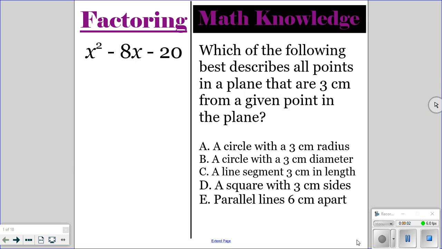All right, so y'all go ahead and do the factoring and the math knowledge question for today. Pause the video, and then once everyone is finished, you can unpause the video, and I'll go over the correct answers. So for the factoring, you should have x minus 10 times x plus 2.